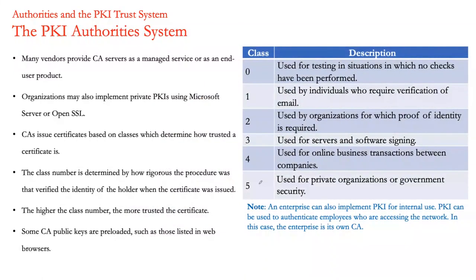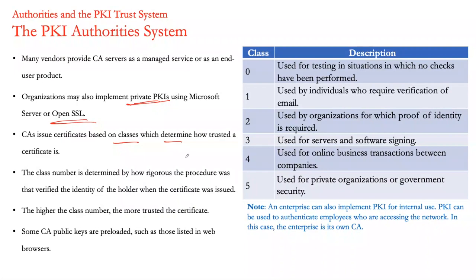So in this public key authority system, many vendors provide the certificate authority servers as a managed service or as an end user product. The organizations may also implement the private key and public key infrastructure using Microsoft server or OpenSSL to generate the private key and public keys. The certificate authority issues the certificates based on classes which determine how trusted a certificate is.